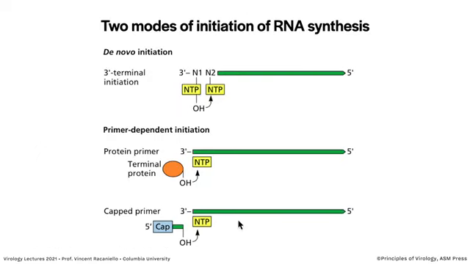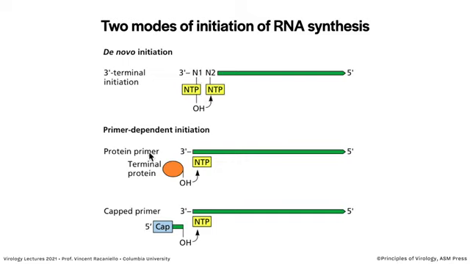Initiation step, there are two ways you can initiate RNA synthesis. You can initiate what we call de novo. Again, that means without a primer. Again, you always start at the 3' end. And in this mode, the polymerase can just add an NTP onto the 3' end and just keep adding more.